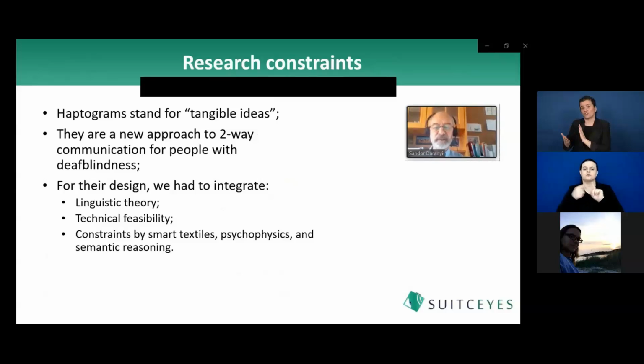Haptograms stand for tangible ideas. Their shapes refer to the encoded concepts and the respective activation sequences by a set of actuators to the dynamics of their unfolding. This is a new approach to two-way communication for people with deafblindness. To conceive it, we had to integrate linguistic theory with technical feasibility. At the same time, special limitations were set by demands on smart textiles, hardened software, psychophysics-based pattern recognition, and conceptualization for semantic reasoning.